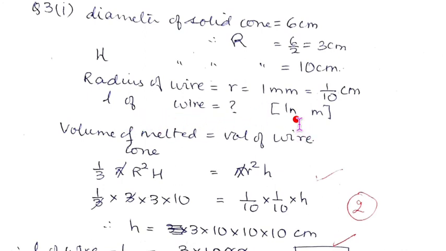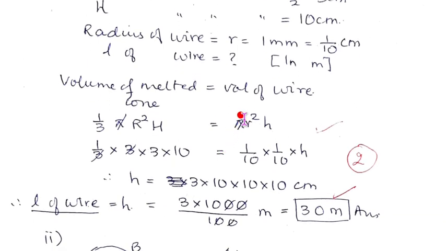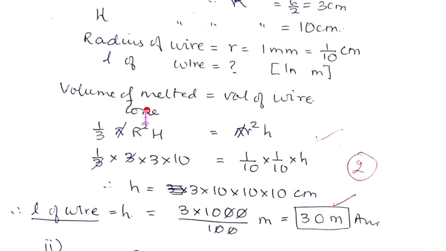So length of the wire in meter is how much? So we know that the wire is going to be formed out of the melted cone. So volume of melted cone will be equal to volume of the wire. Volume of the cone is 1/3 pi r square h, but we'll use capital R and capital H here. And volume of the wire is like a cylinder, correct? If you draw, the wire will be like this. It will be nice and long, thin cylinder. Okay, this will be pi r squared and this will be h, correct?